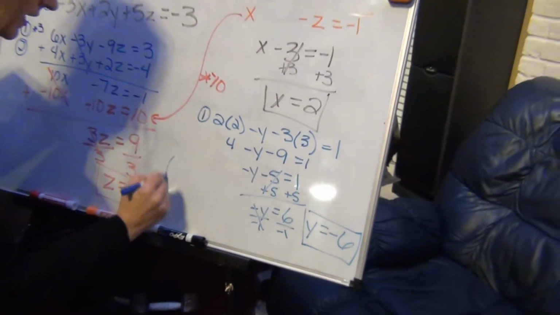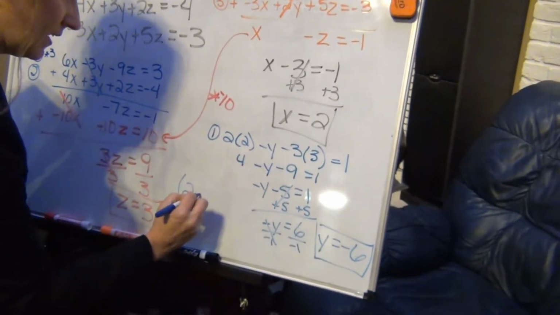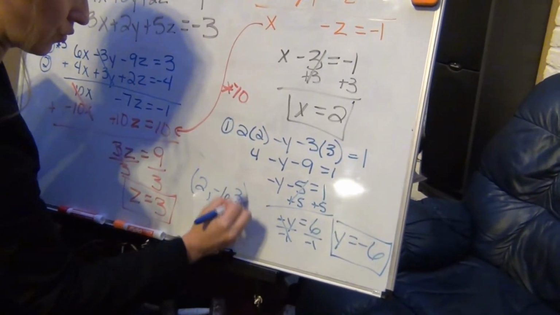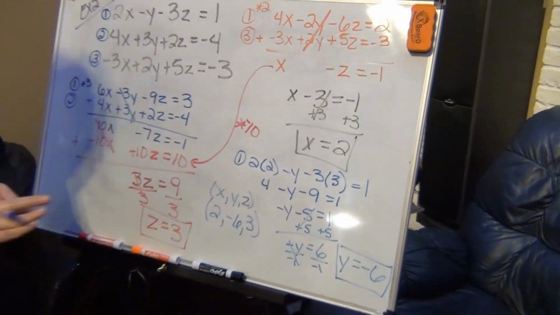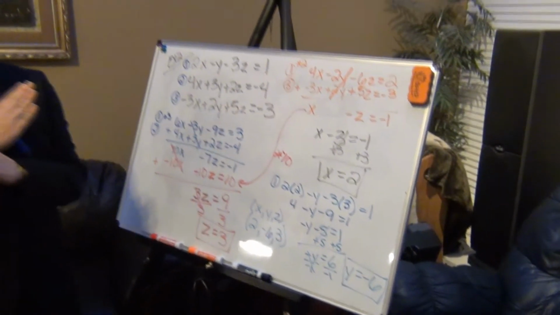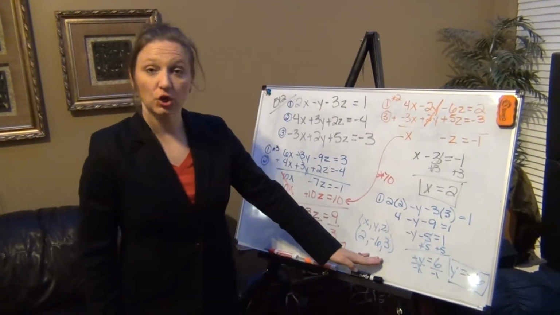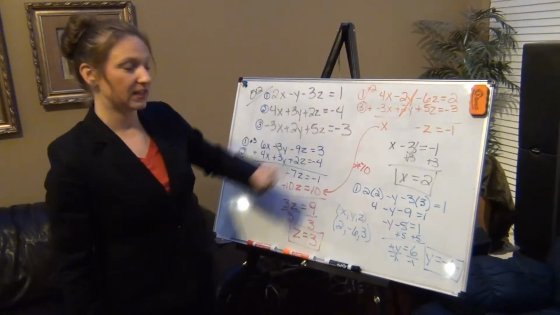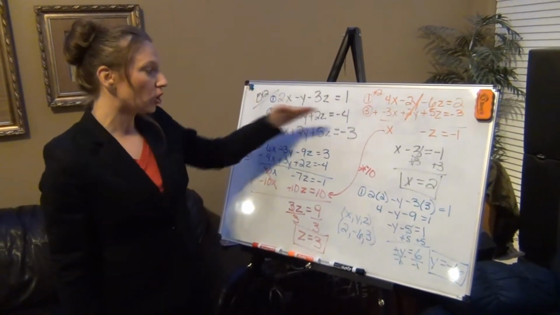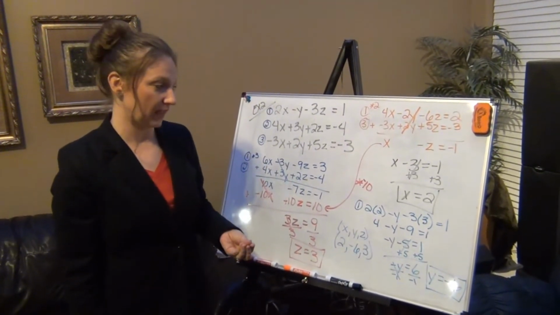All right, so now we have all three variables. Our ordered triplet is 2, -6, 3. That is our x, y, z coordinate where the three linear equations will intersect. Remember that to check your answer, you would plug this in for x, y, and z, and it should equal the right side for all of these rows. If you plug it in, then you know for sure that you got the right answer.